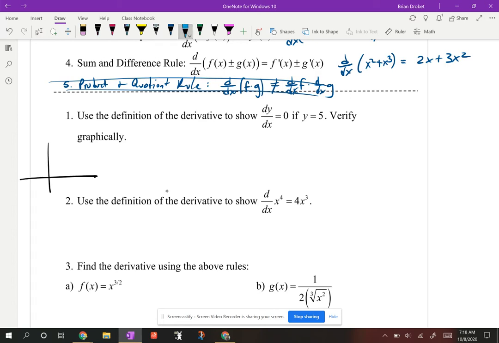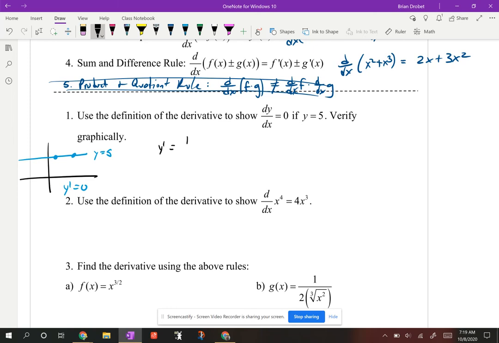So here is the function y equals 5. Obviously, if you choose any 2 points along here and you find the slope of the line passing through them, you're going to get 0 because the average rate of change is 0 and the instantaneous rate of change is 0 everywhere. So y prime is equal to 0 because the slope of the tangent line, or the instantaneous rate of change, is always going to be 0. Now let's actually prove it using the definition of the derivative.